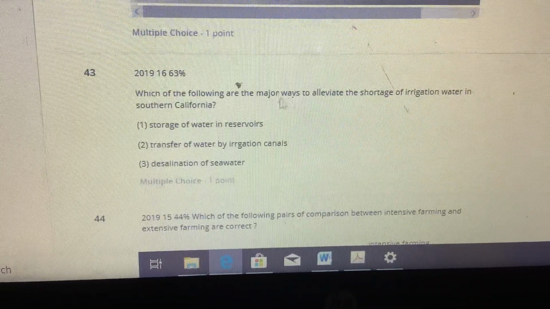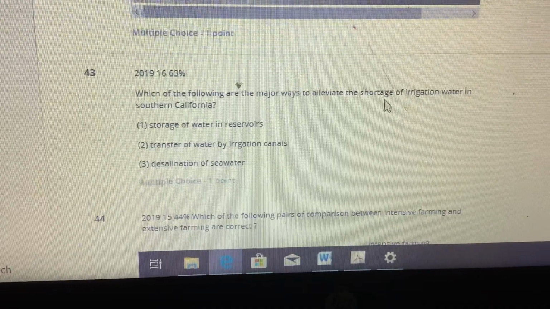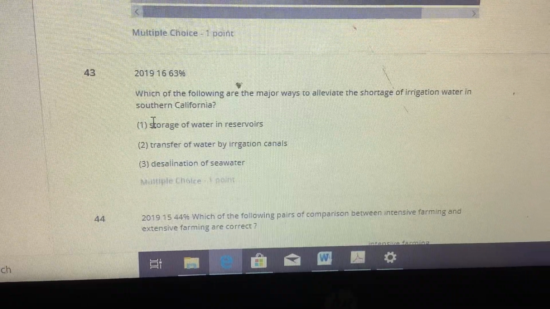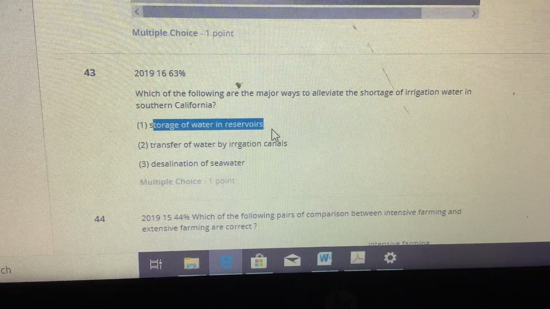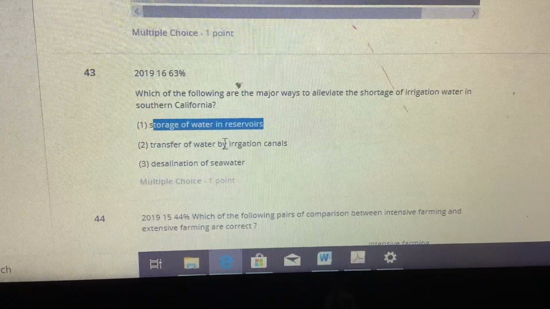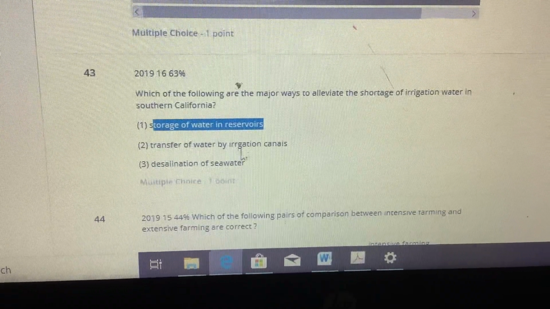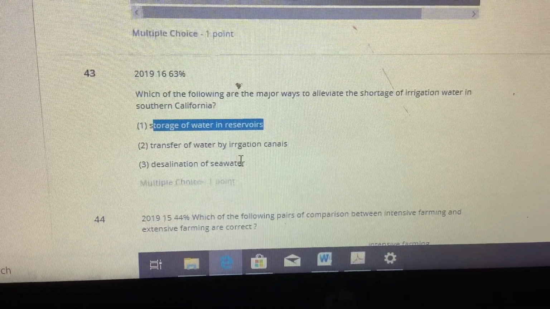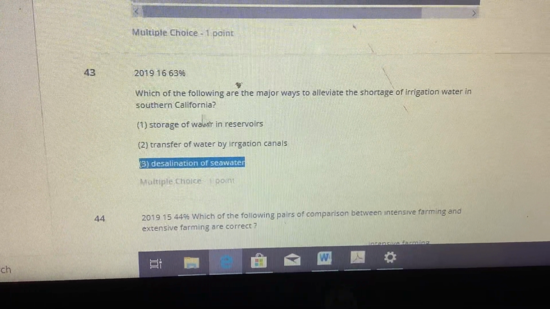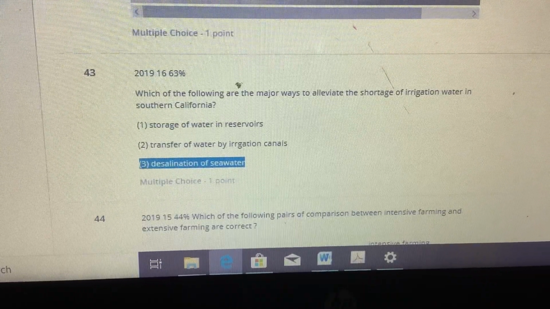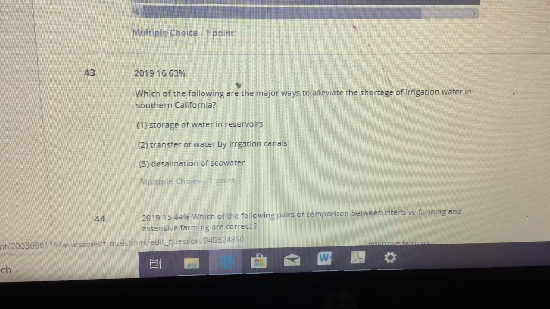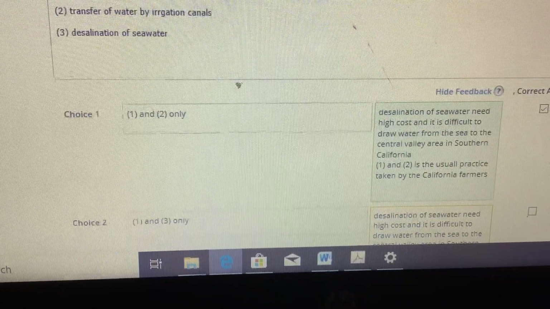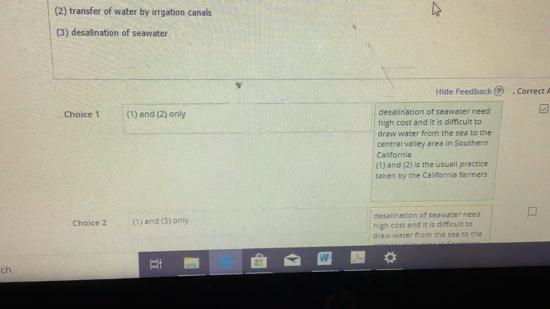Number 43. Which of the following are the major ways to alleviate the shortage of irrigation water in Southern California? Storage of water in reservoirs is right. Transfer of water by irrigation canals is right. Desalinization of seawater is too expensive, and you haven't heard of this in your book actually. So number 1 and number 2.